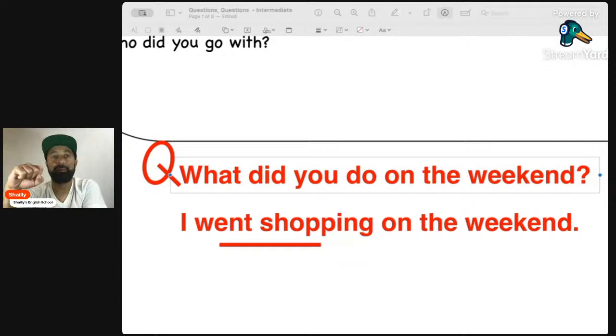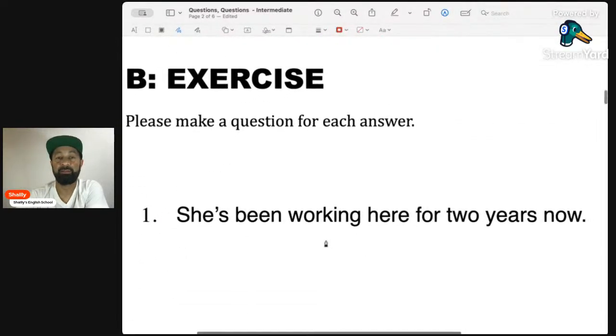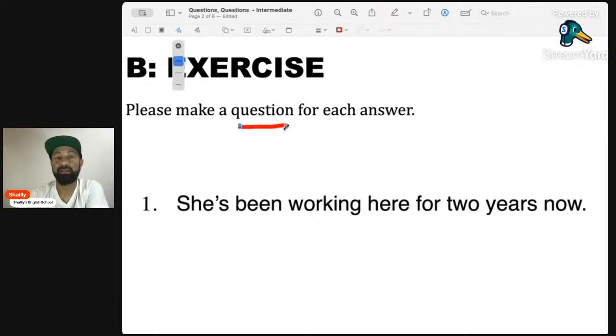We're going to start off with easier exercises, easier answers. But as we go on, the answers and the questions will become more and more difficult. We will be using more and more intermediate and advanced grammar. But at the beginning, I'm just going to get you warmed up with some easier ones. So let's go to number 1. Please make a question for each answer.